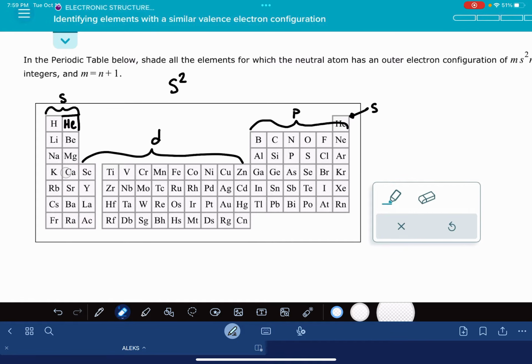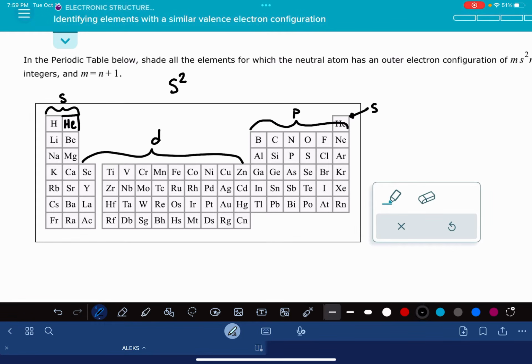If the problem was asking us to identify all of the elements that had a configuration of, let's say, S2P2, we would say here is S2, and then over here is where we get into P1, and this is P2. So these would be all of the elements that have an electron configuration of S2P2. And it would just be these that we highlight. We don't want to highlight any of the ones leading up to it. We just specifically want the ones that are ending with that P2. So hopefully you see the pattern here.